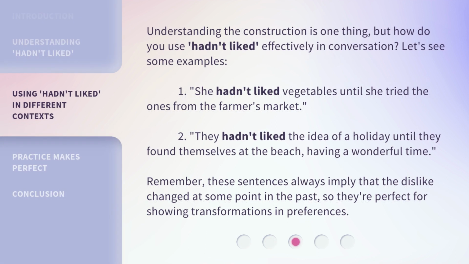Understanding the construction is one thing, but how do you use hadn't liked effectively in conversation? Let's see some examples. 1. She hadn't liked vegetables until she tried the ones from the farmer's market. 2. They hadn't liked the idea of a holiday until they found themselves at the beach, having a wonderful time. Remember, these sentences always imply that the dislike changed at some point in the past, so they're perfect for showing transformations in preferences.